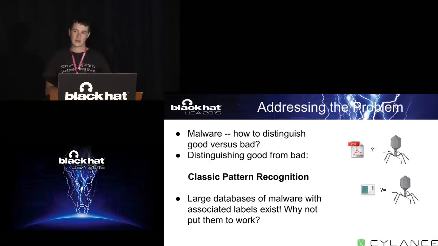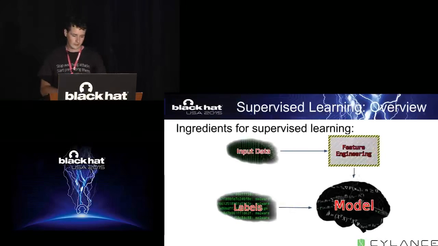So it turns out that telling good things from bad things is a very classic application of pattern recognition or machine learning. A lot of other people, like Google, use machine learning to give you better search results. Facebook is going to use really cool, sophisticated algorithms to automatically tag faces and images. So there's a lot of good use of machine learning in industry. So if we have these very large databases of malware, right, and we know what we're looking at, we know if it's good, if it's bad, why don't we put these things to work?